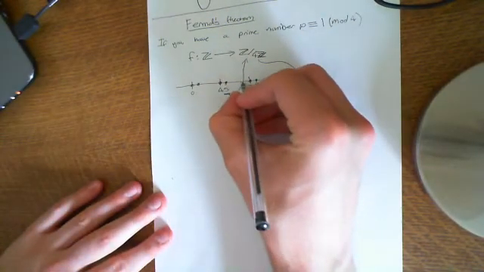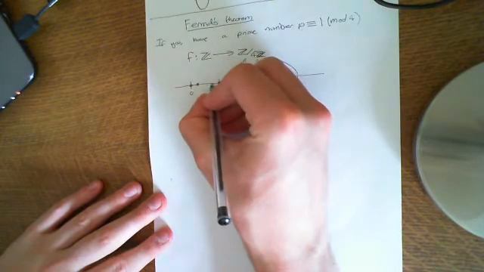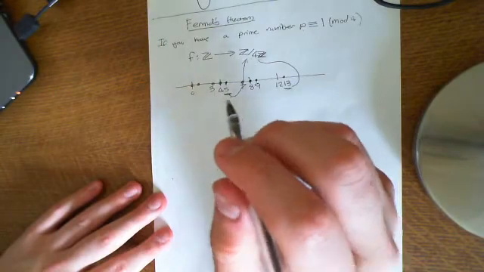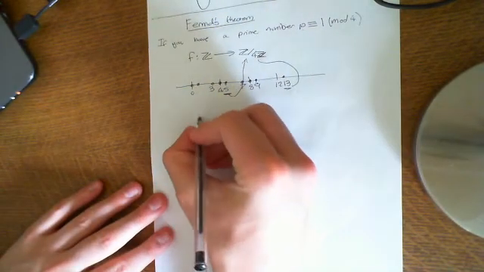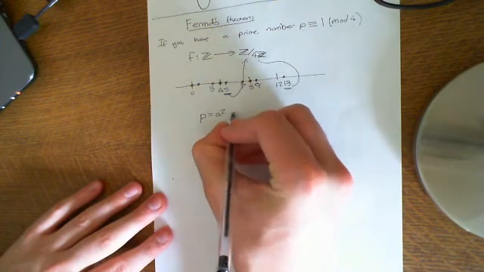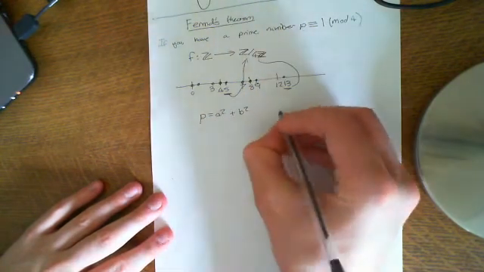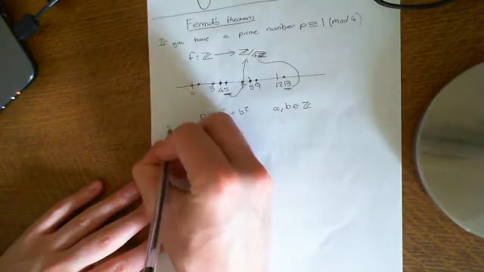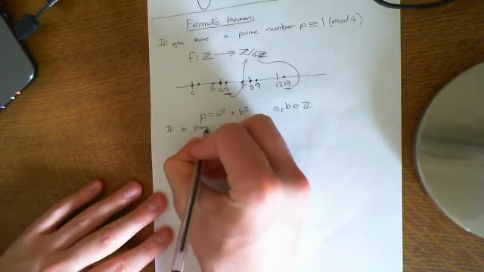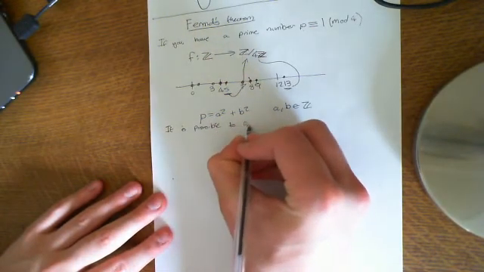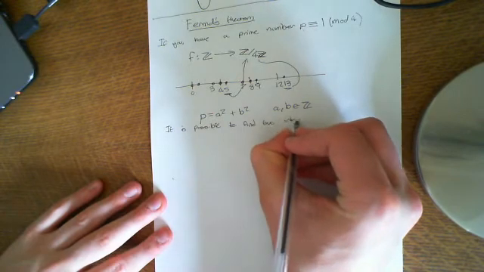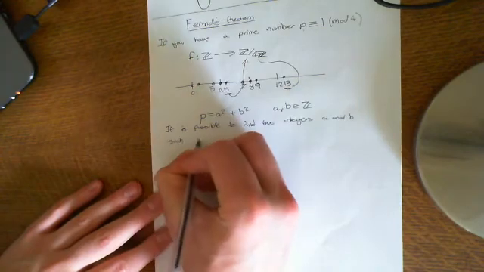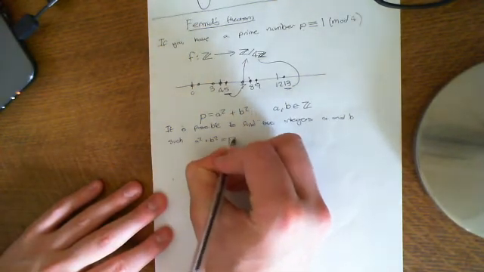Primes such as 7 or 3 do not satisfy this property, because they are congruent to 3 mod 4. Okay, so Fermat's theorem is that if you have a prime of this form, then it is possible to find two integers, a and b, such that a squared plus b squared is equal to p.